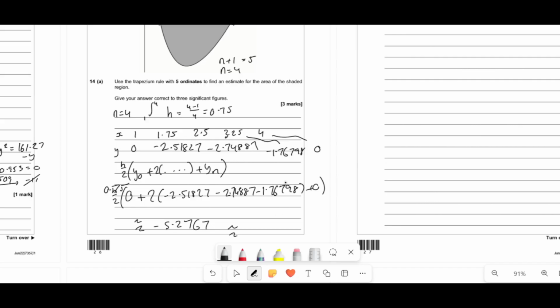It just wants the actual area, so we're not going to keep it as a minus. So it's going to be 5.28. We don't really want it as a negative. It just wants the area of the shaded region.